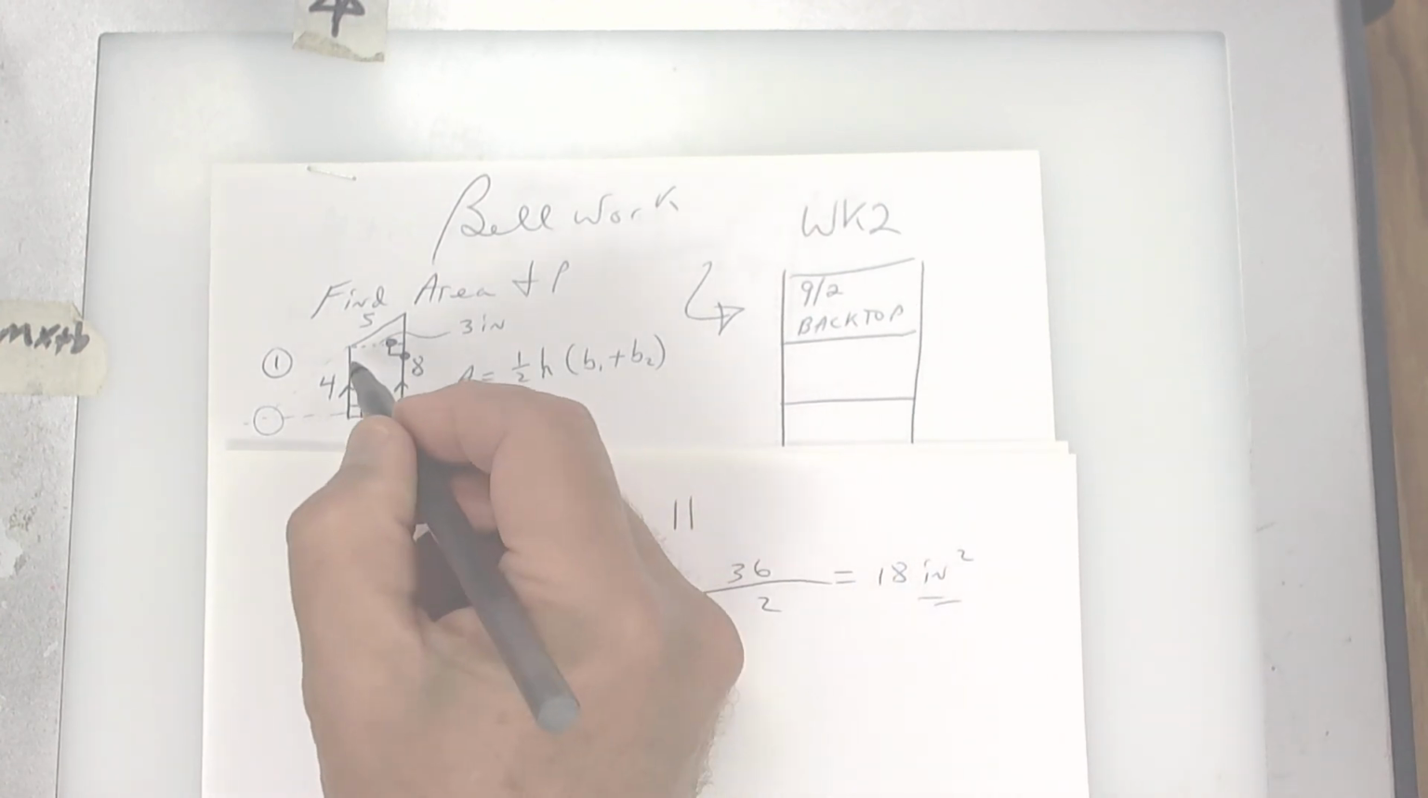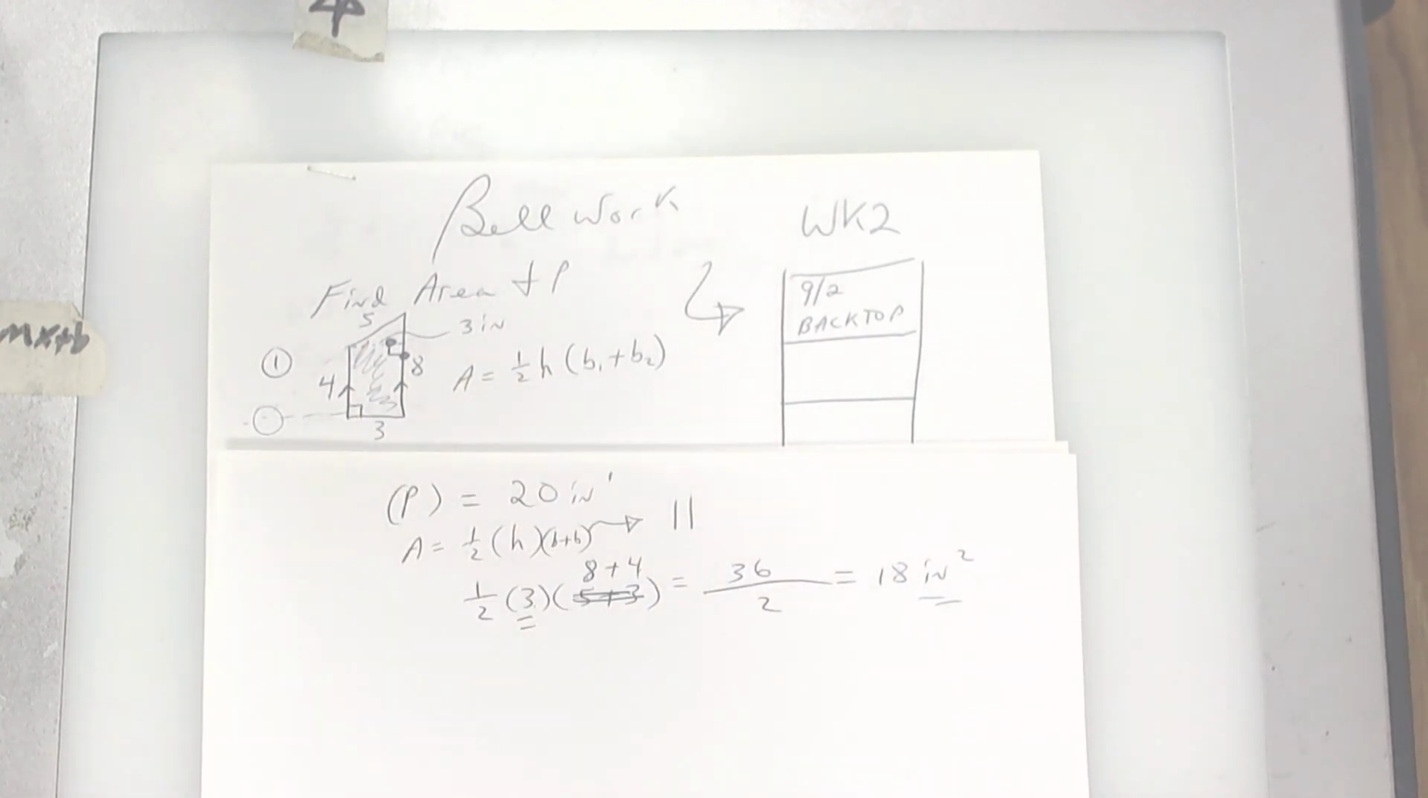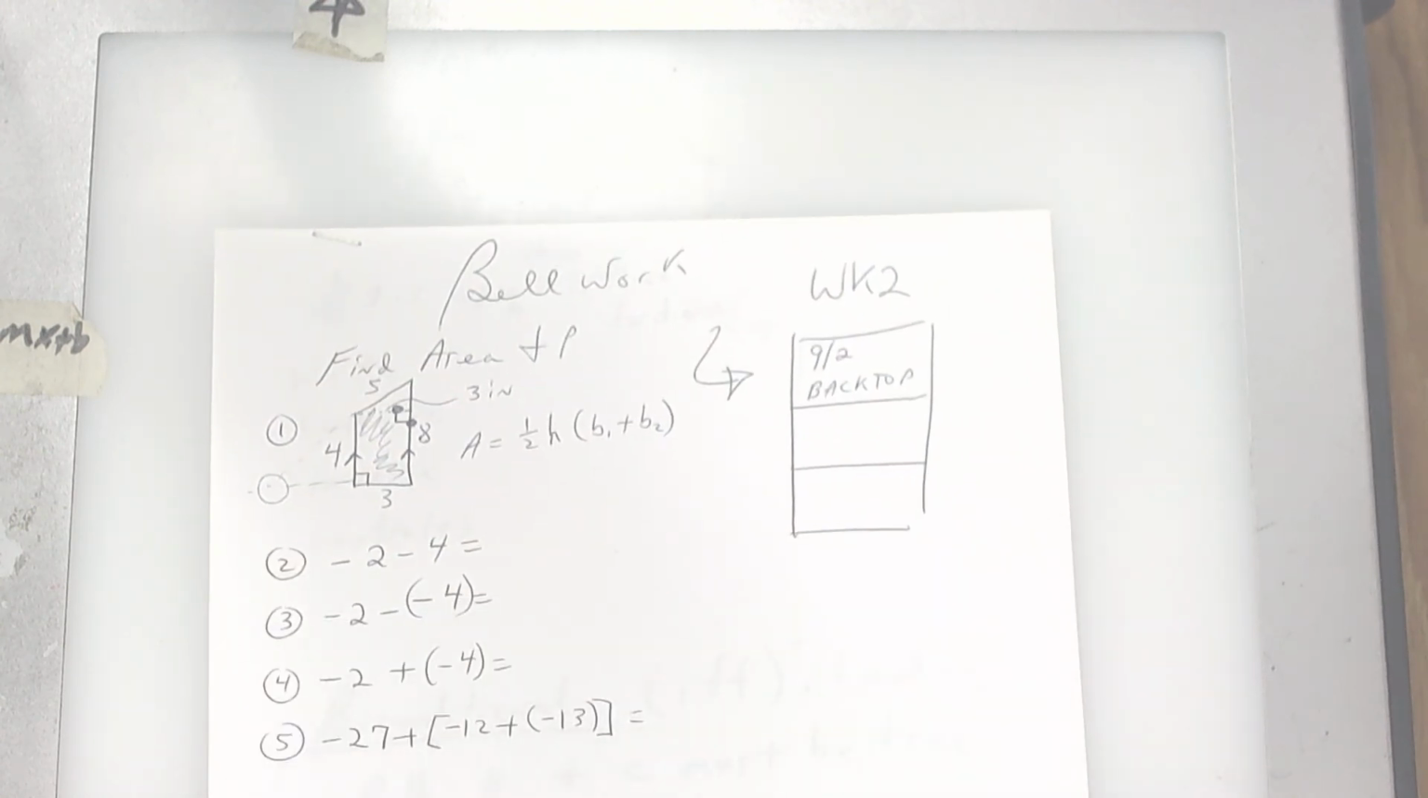Remember, area is the inside. Okay, the good stuff on a pizza. The crust is like perimeter, and they call it circumference. Okay? Well, let's take a look at this next one here.